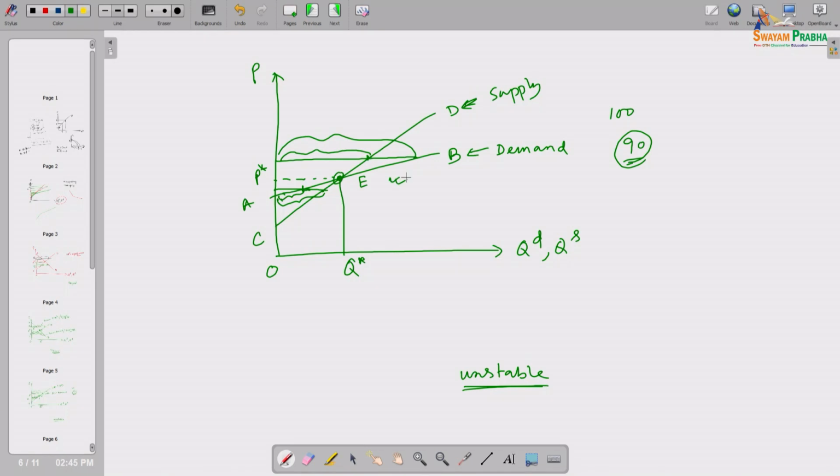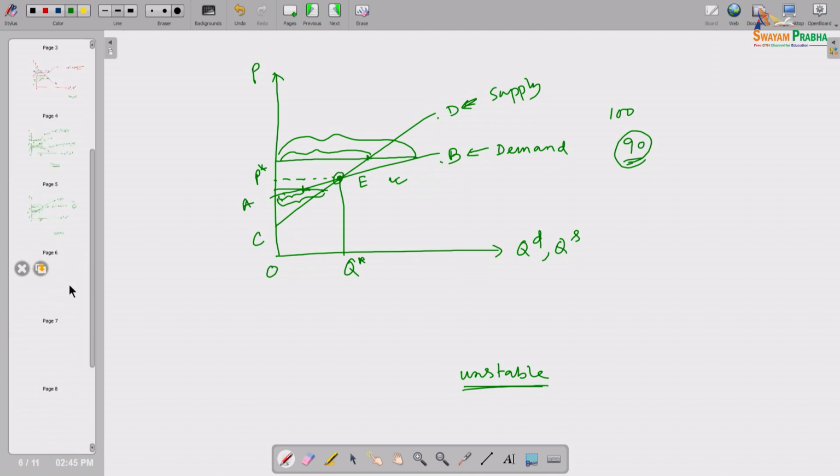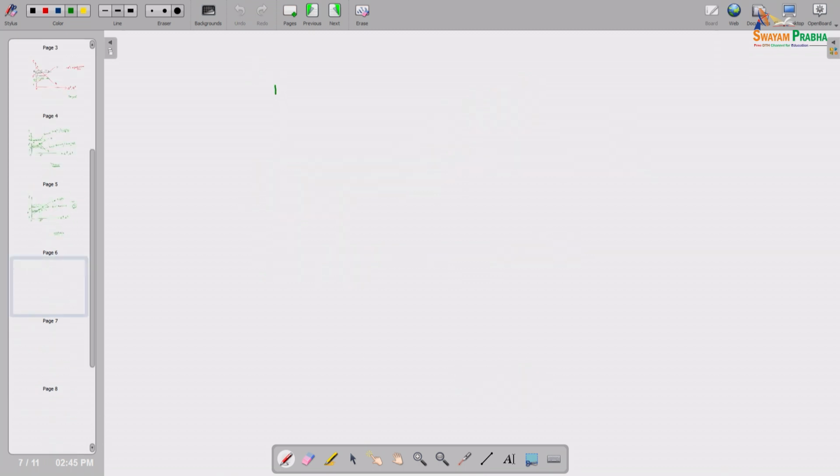Now the question is, of course we can ask ourselves, is it always the case that when the demand curve is upward sloping, equilibrium will be unstable? The answer is no. Look at here, in this particular case the demand curve is upward sloping, but the demand curve is flatter than the supply curve. Let us see the opposite situation, say the demand curve is upward sloping, but the demand curve is steeper than the supply curve.